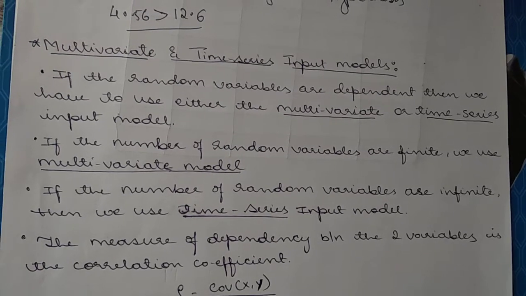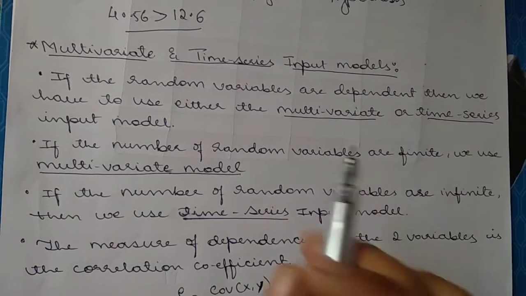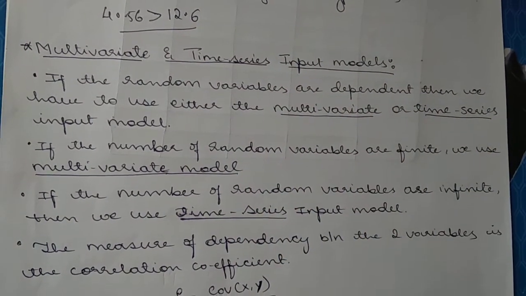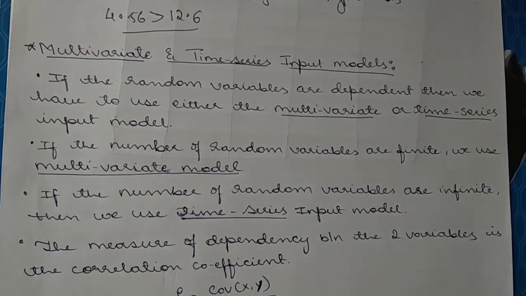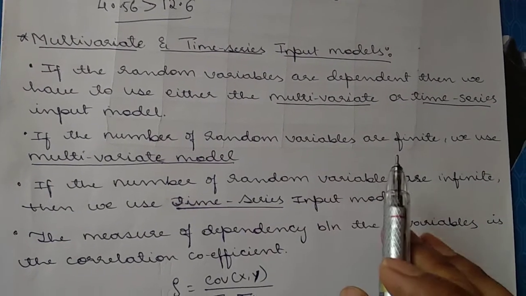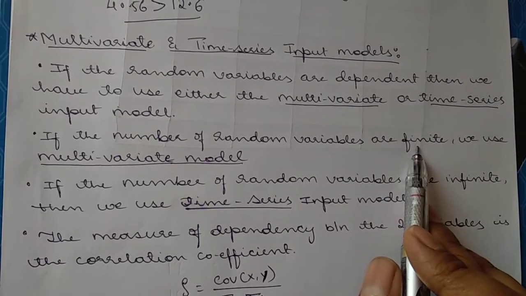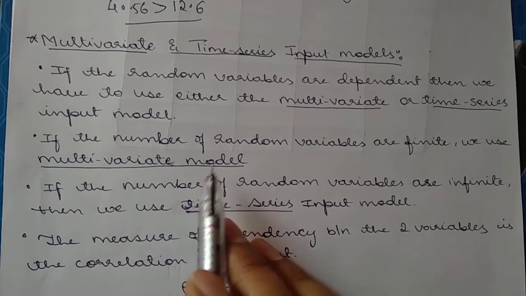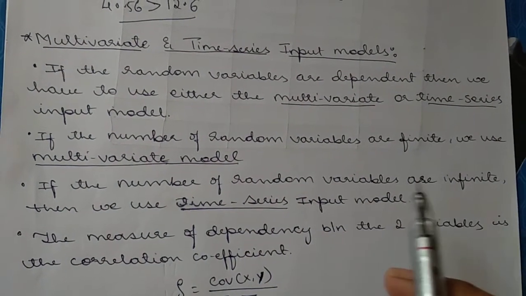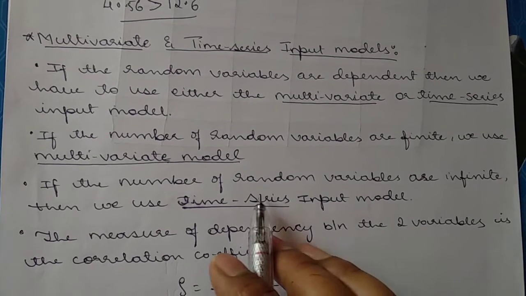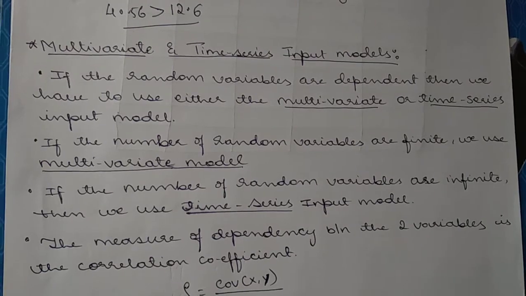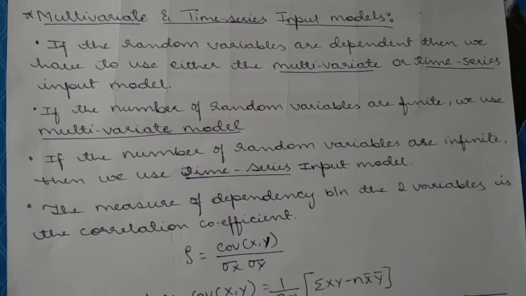If they are independent, we cannot use multivariate or time series methods. If the random variables are dependent, then we have to use either the multivariate or time series input models. If the number of random variables is finite, that is, countable, we use the multivariate model. If the random variables are infinite, then we use the time series input model. Let us go for the time series input model later. Now we'll take the multivariate.